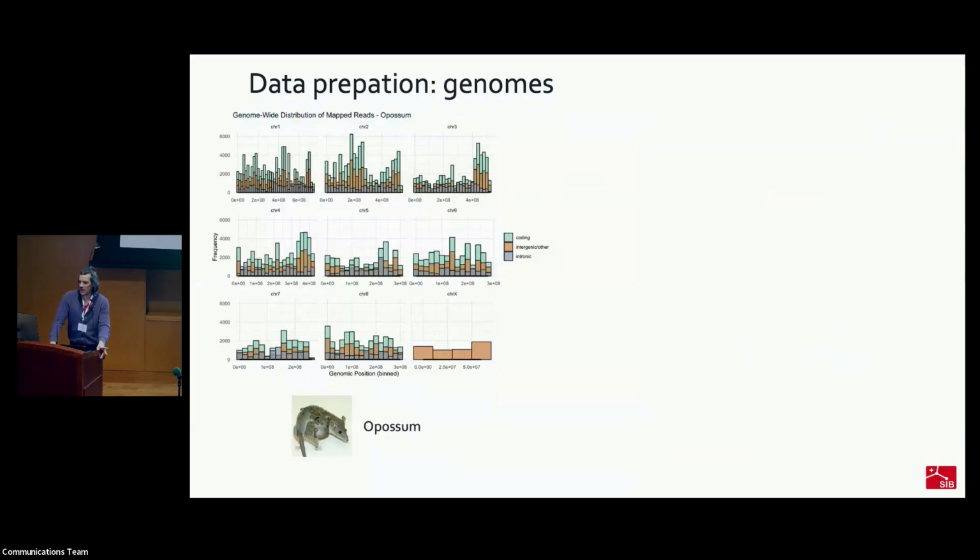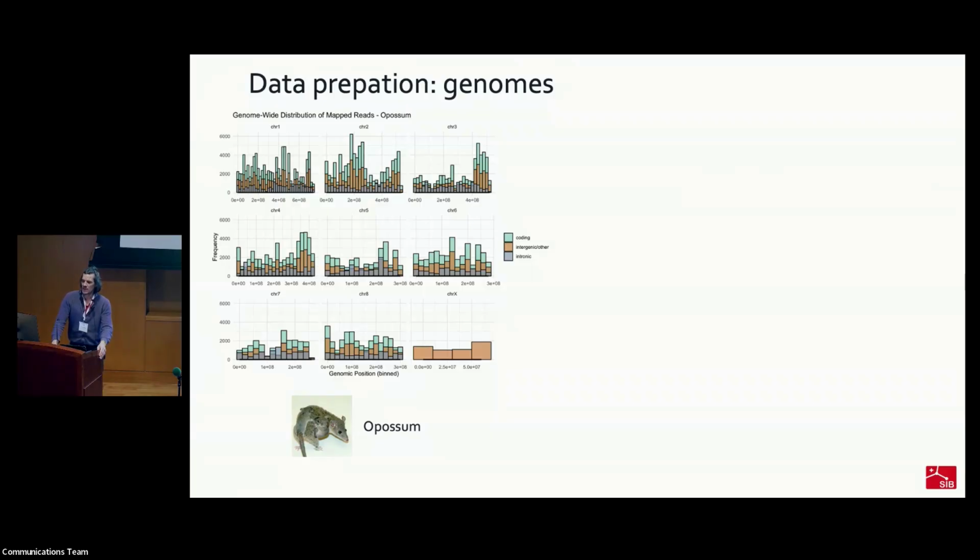Then about genomes, we have another problem, which is that the gene models for non-model organisms are not as good as for human, mouse, fly. And here I show you a plot of which regions in the genome the reads from RNA-seq map to in the opossum genome. So each plot is one chromosome, and in orange, pink, it's intergenic regions. And you can see here that you have a lot of reads mapping to intergenic regions, which is not what we aim for with RNA-seq data.